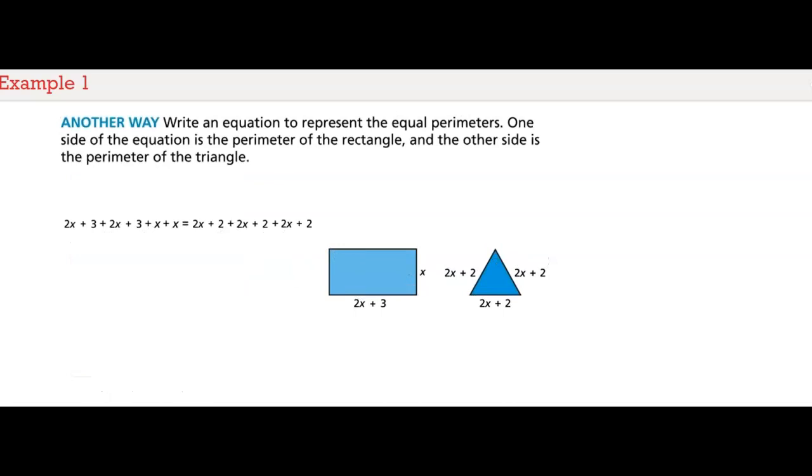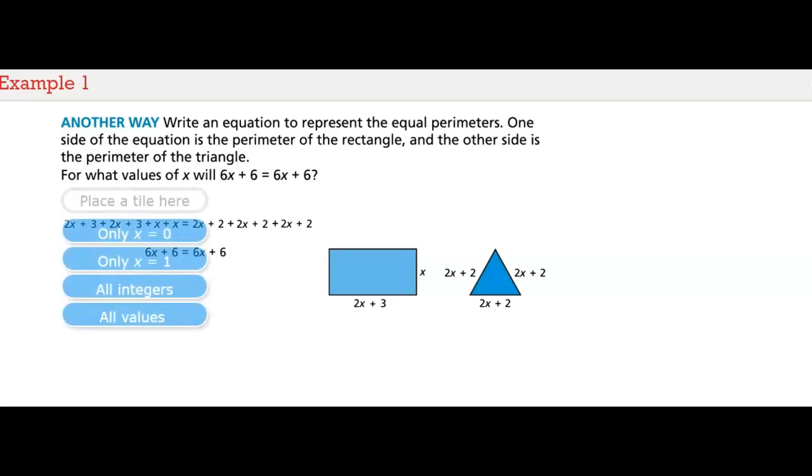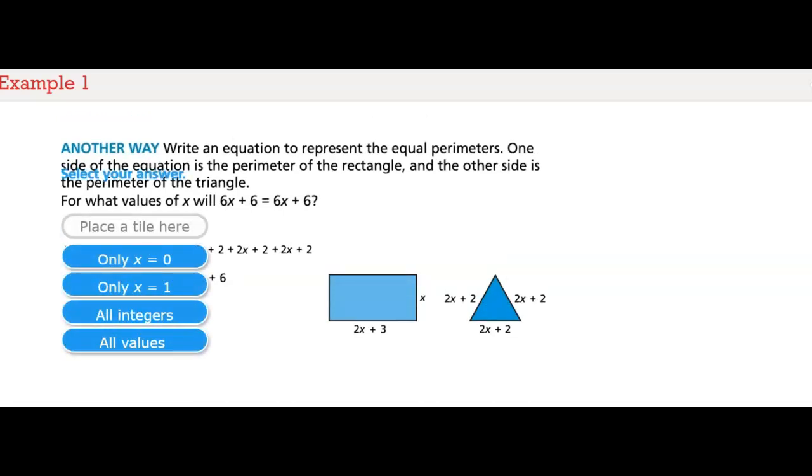Another way to solve the problem is to write an equation that represents the equal perimeters. One side of the equation is the perimeter of the rectangle, and the perimeter of the triangle is on the other side. You can solve by using inverse operations and properties of equality. For what values of x will 6x plus 6 equal 6x plus 6? Select your answer.